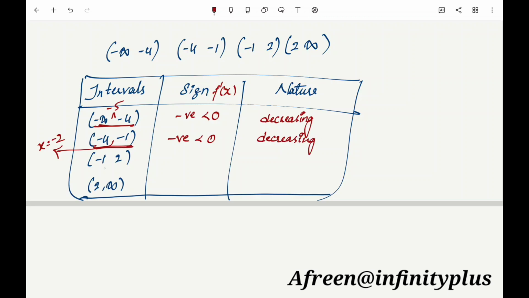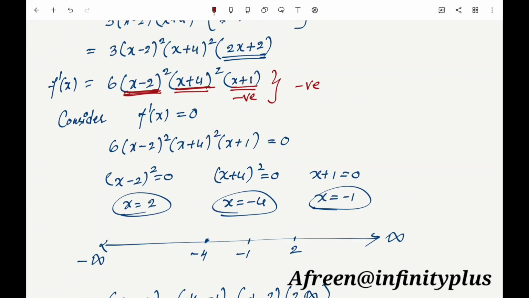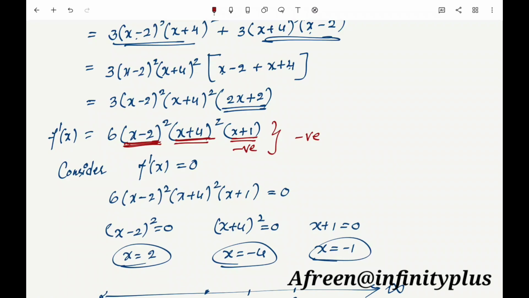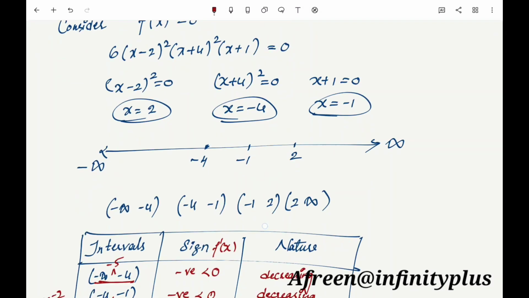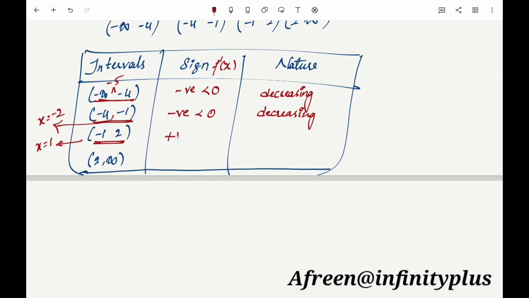Next you have the interval -1 to 2. You can take the reference point as x is equal to 1. If you substitute x is equal to 1, this is positive, this is also positive, and obviously x plus 1 means 1 plus 1, which is also positive. So totally you will be having positive. If f dash of x is positive, which means it is greater than 0, the function f of x is increasing in the given interval.